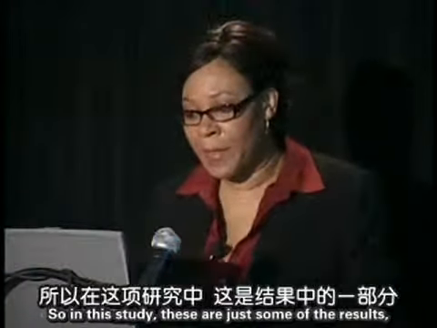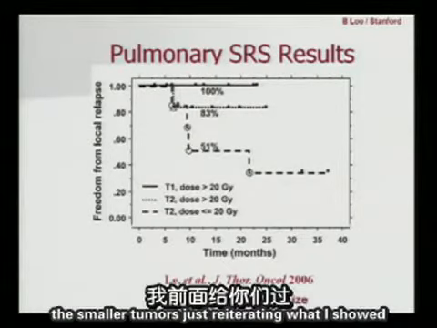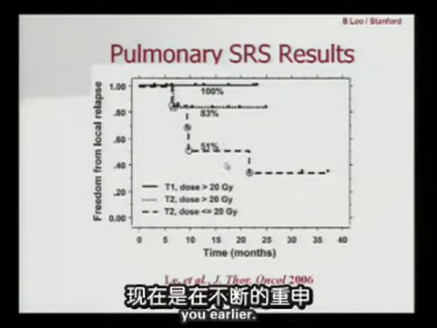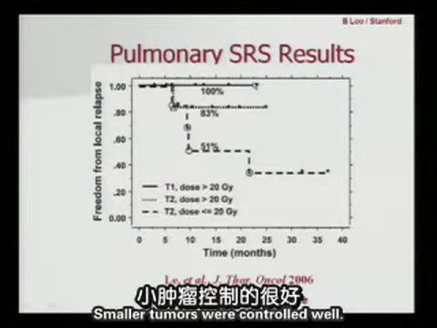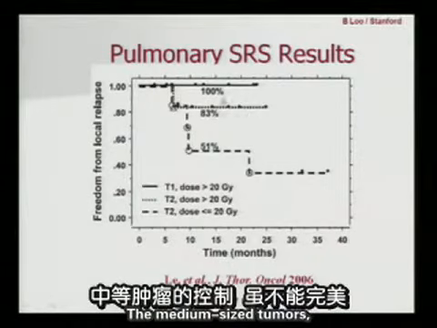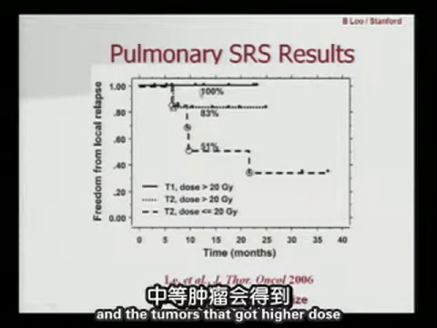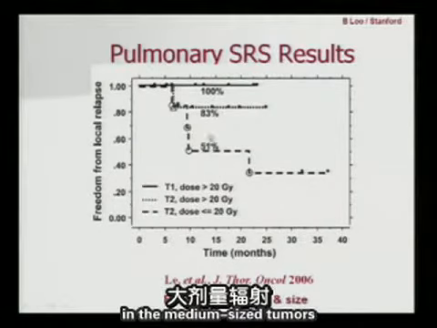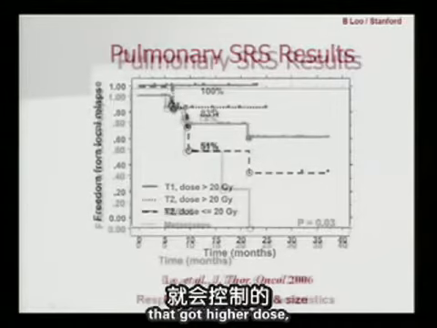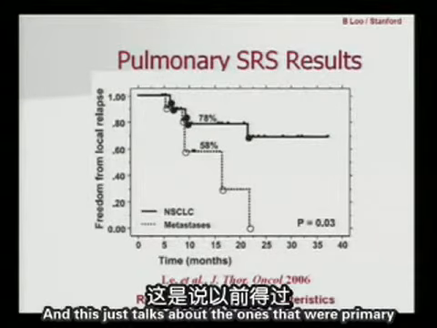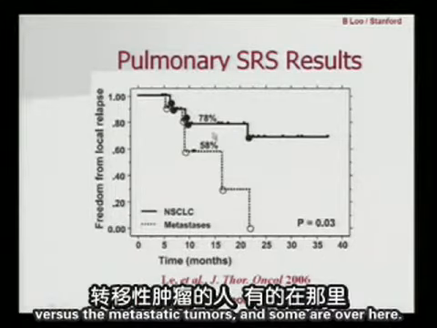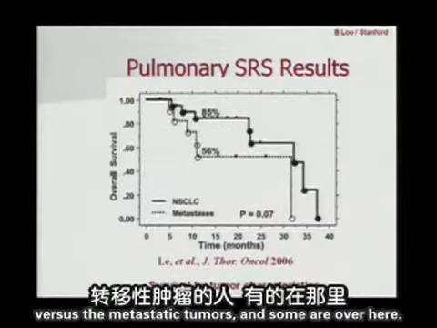So in this study, these are just some of the results. Just reiterating what I showed you earlier, smaller tumors were controlled well. The medium-sized tumors, not as well, but still very good. And the medium-sized tumors that got higher dose were controlled a little bit better. And this just talks about the ones that were primary versus the metastatic tumors, and similarly here.